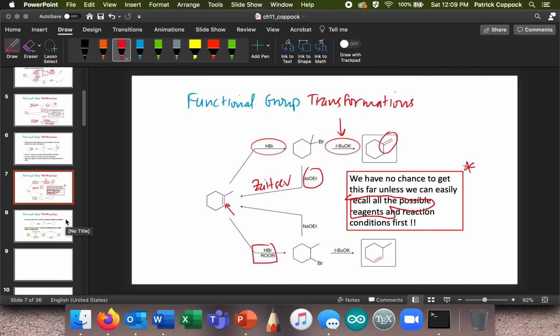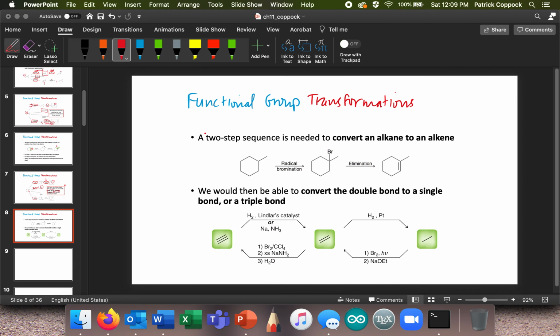I think the last thing I want to review before we move on to the next section is a two-step sequence for converting an alkane to an alkene, right? So we've got an alkane. We know we can brominate this. There's no functionality here at all, right? We can't just do an elimination. We have to make a leaving group on there before we can make an elimination.